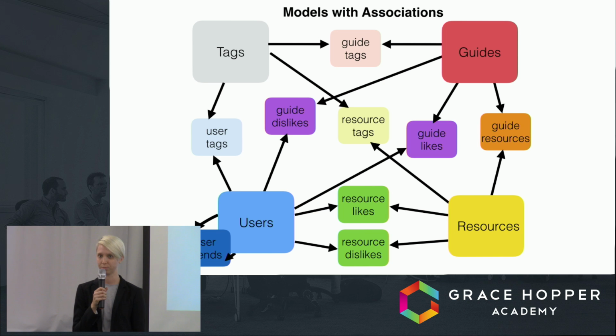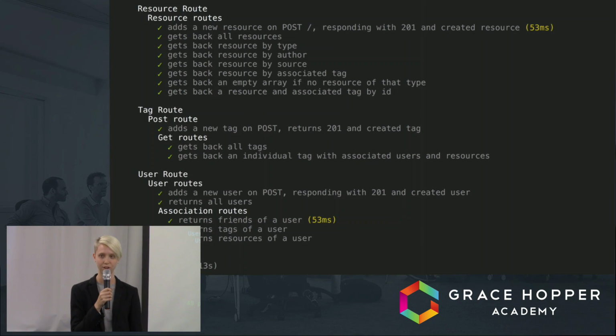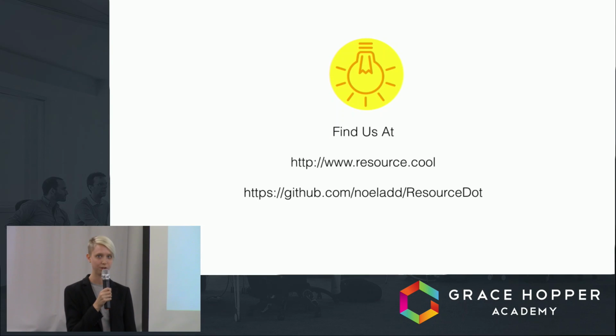Finally, after setting up these relationships, we wrote a robust suite of tests to verify that our routes and associations were functioning properly. If you'd like to explore our website, we are live at resource.cool, and our source code is also on GitHub.